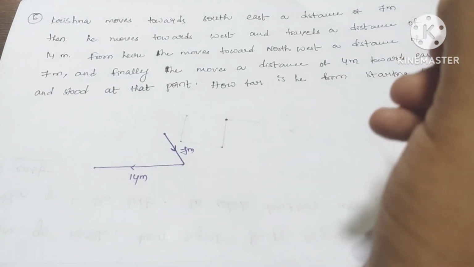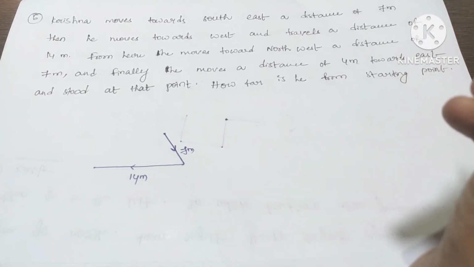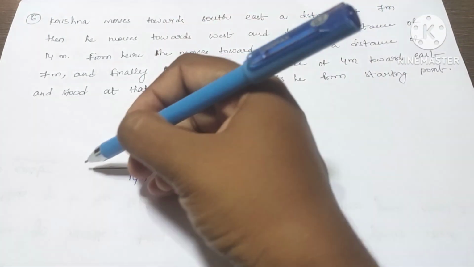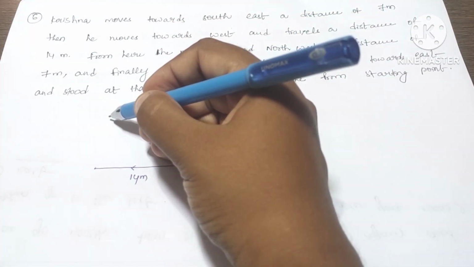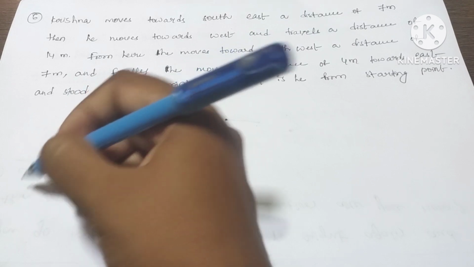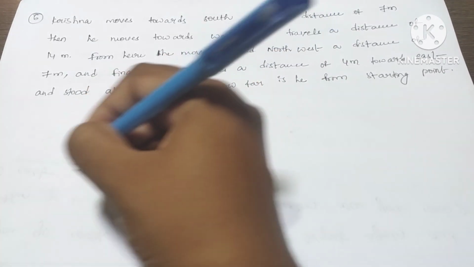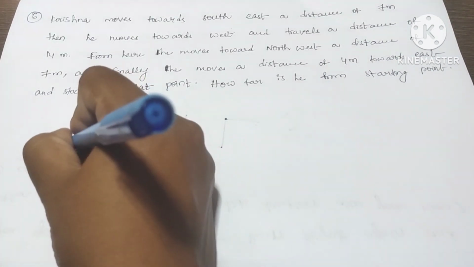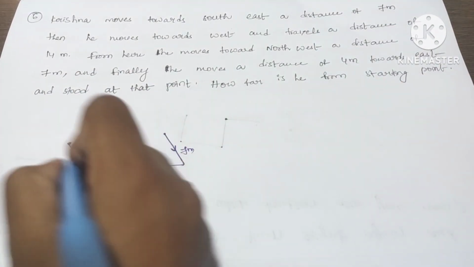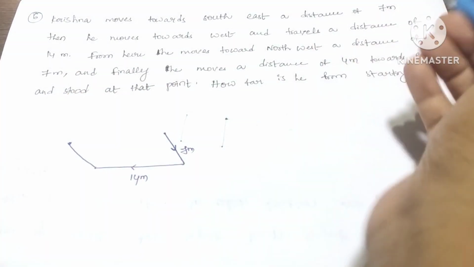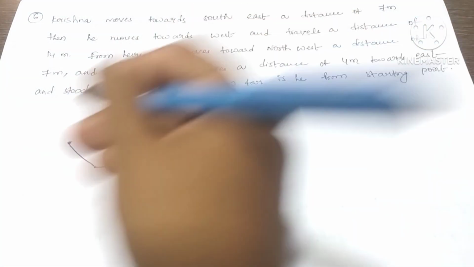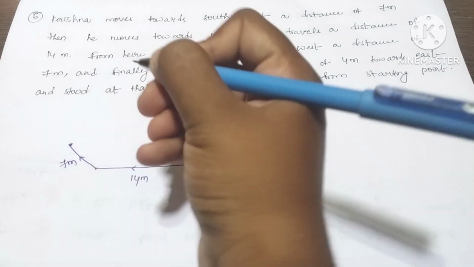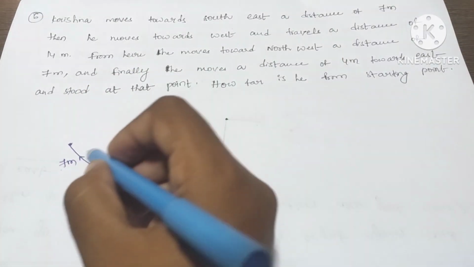From here he moves towards northwest. We have to take the direction northwest. This is the north direction and this is the west direction. In between north and west, we have to go in the middle. He reaches this point at a distance of 7 meters. Again, we have to represent this as 7 meters.